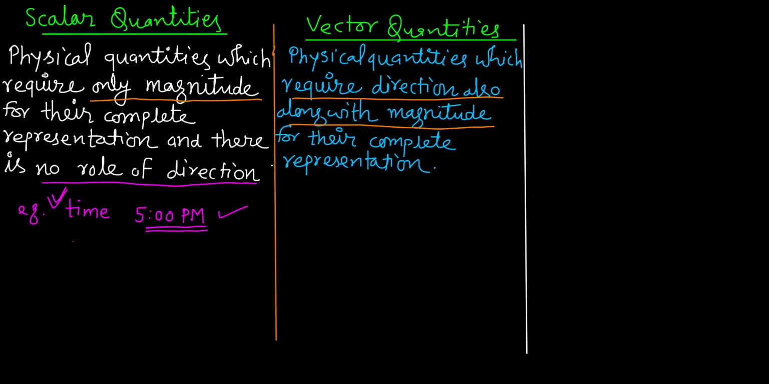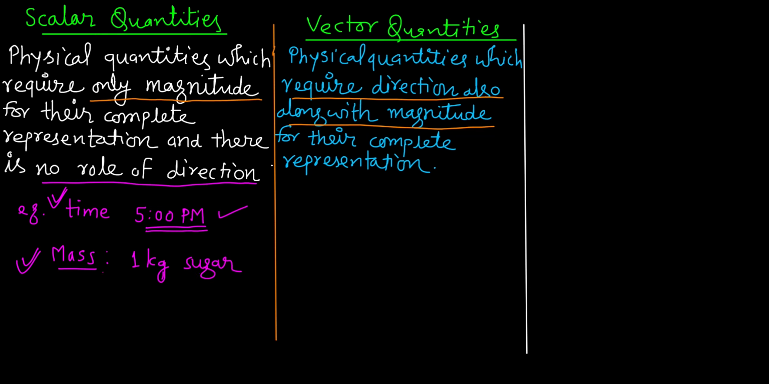Similarly, you can consider another example of a scalar quantity like mass. Suppose you go to a shop and ask the shopkeeper for 1 kilogram of sugar, and the shopkeeper weighs 1 kilogram of sugar on his weighing balance and gives it to you. It doesn't matter to you in which direction his weighing balance is kept, south, east, north, or west. So mass is also a physical quantity where direction has no role.